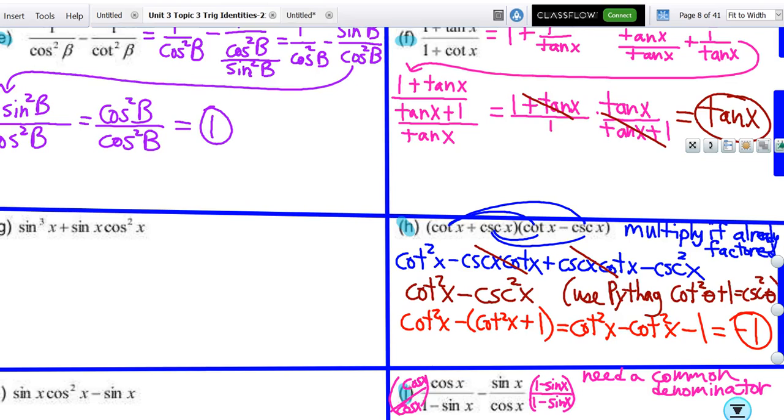So I'll make that substitution for cosecant squared x, in which case in red I now have cotan squared x minus cotan squared x minus 1. Remember to distribute that negative sign. Since the cotan squared x's subtract to be 0, my final answer is a single number, -1.